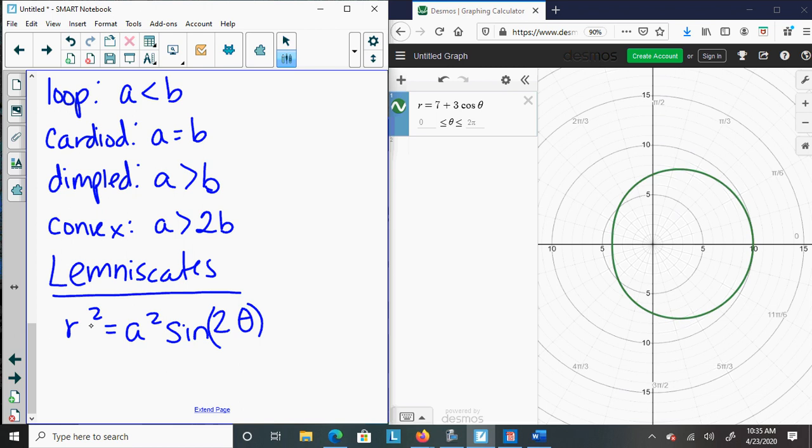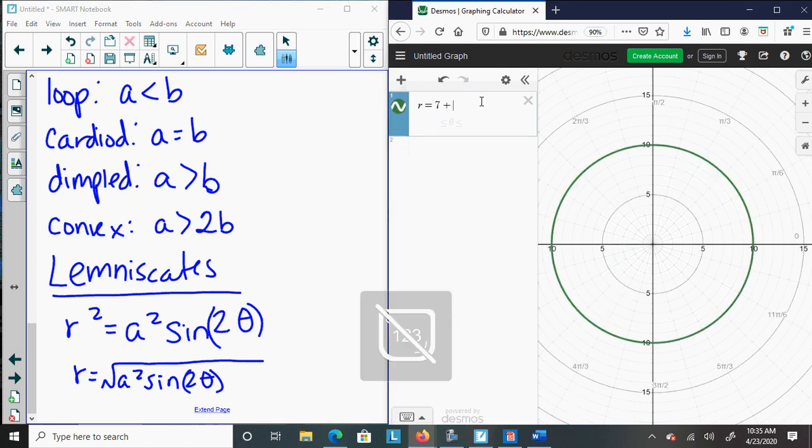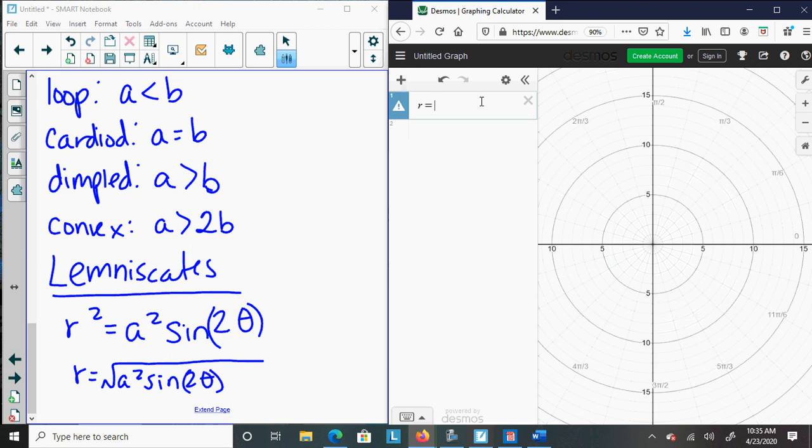But I can't type r squared into Desmos. I have to actually rewrite it as a square root. So if I'm going to type this into the computer, I need to do it this way. So I'll come type that in. So we'll do square root. To do square root, you do SQRT. SQRT makes the square root. I'll just pick 16 because that's a perfect square. 16 sine 2 theta. Okay. So 16, that was 4 squared, so it goes out 4 units.